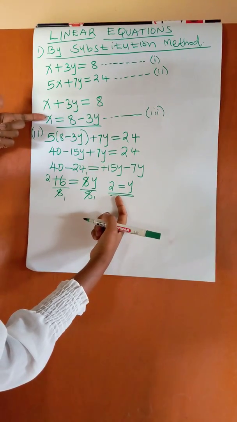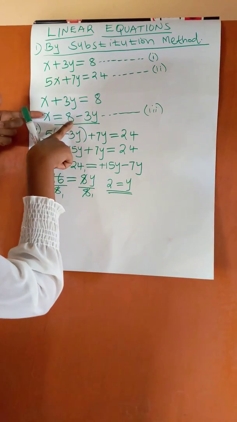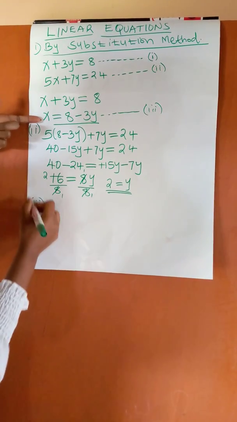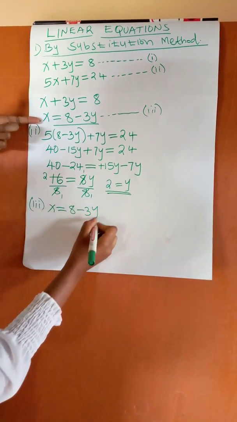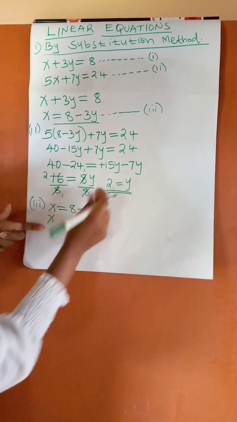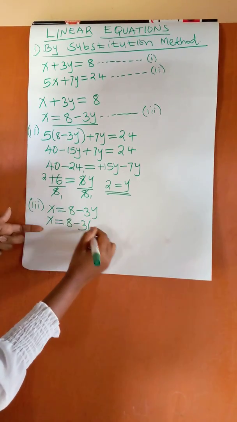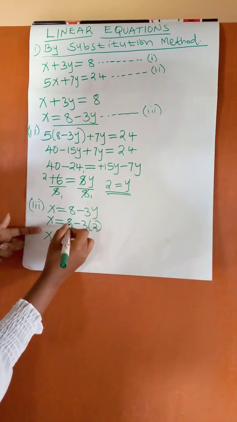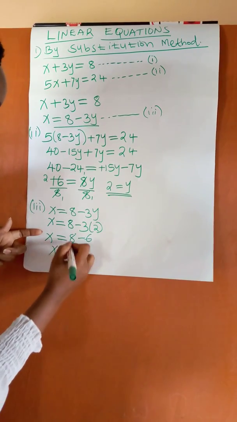So we already found the value for y. So what we need to do is substitute the value for y, which is 2, in this expression so that we get the value for x. So equation 3, we have x is equal to 8 minus 3y, but y is 2. So we remove that y, replace it with 2. So x will be equal to 8 minus 3 times 2, which makes it 6. So that x will be equal to 8 minus 6. So x will be equal to 2.